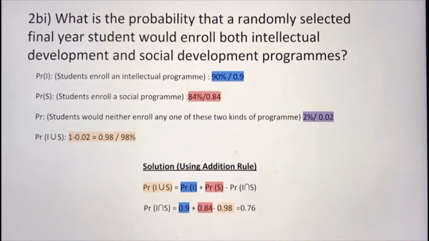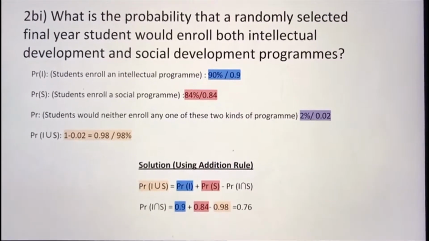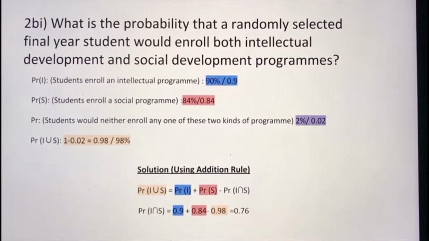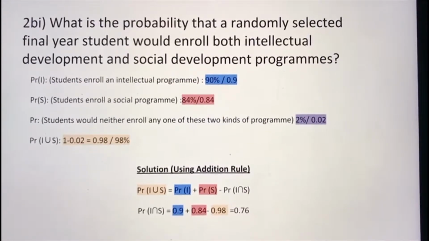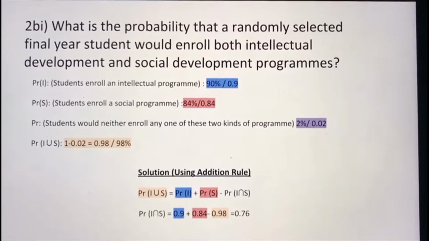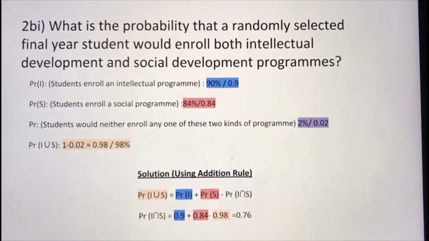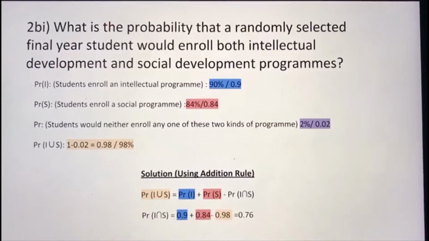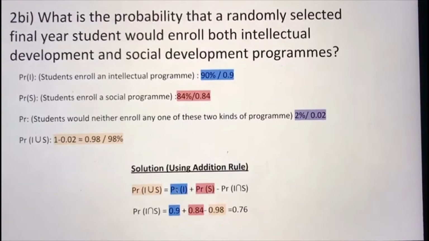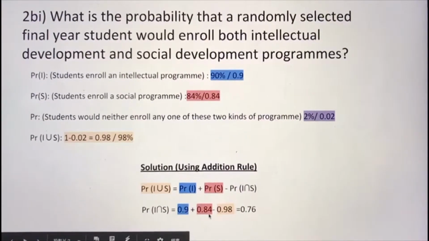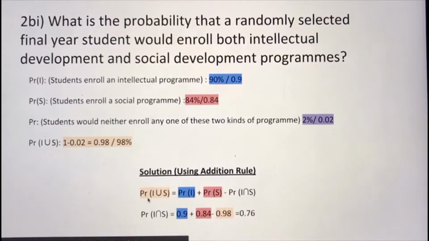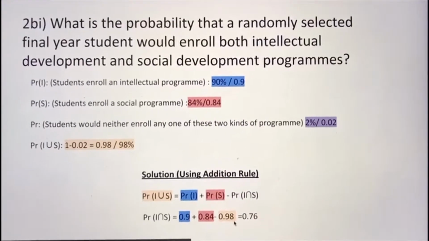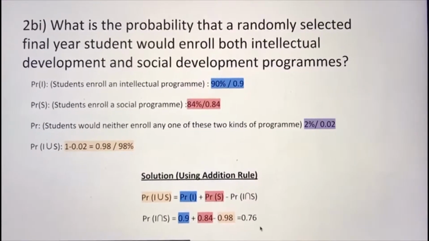In order to find the answer for 2B1, the solution will be using the addition rule. The probability of I union S is equal to the probability of I plus the probability of S minus the probability of I intersecting S. We can come up with the answer of 0.76, because 0.9 plus 0.84 minus the probability of I union S, which is 0.98. Therefore, we can come up with the answer of 0.76.